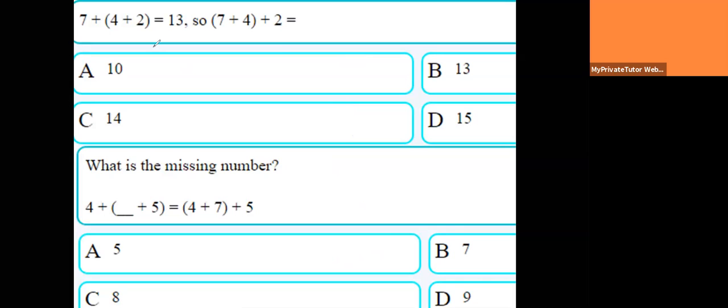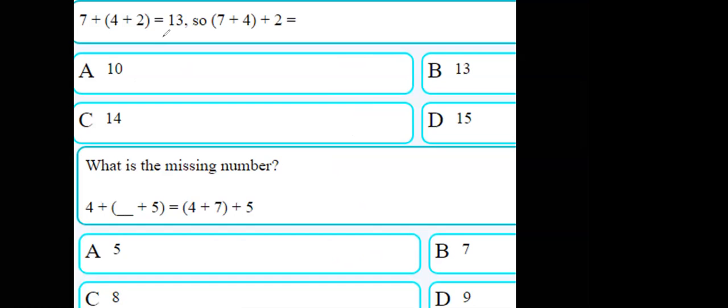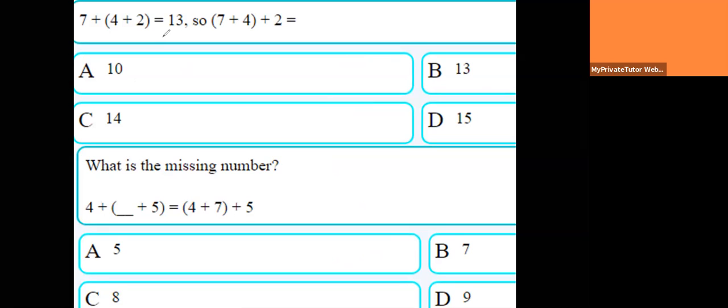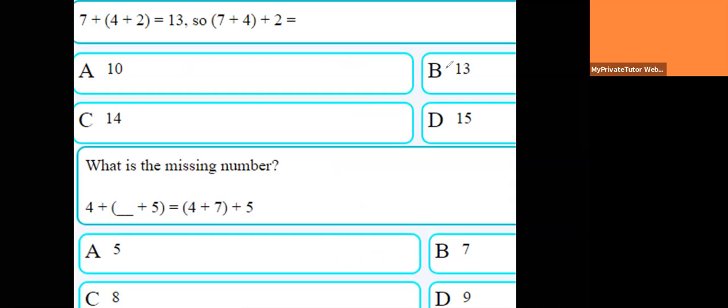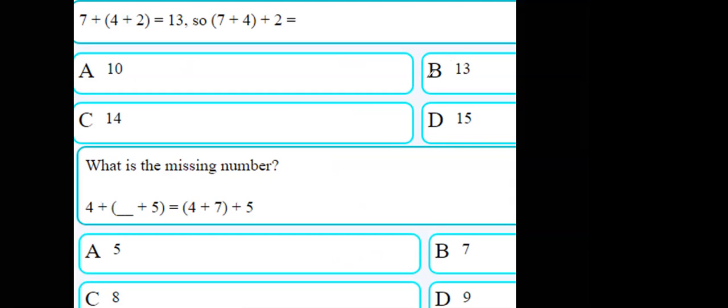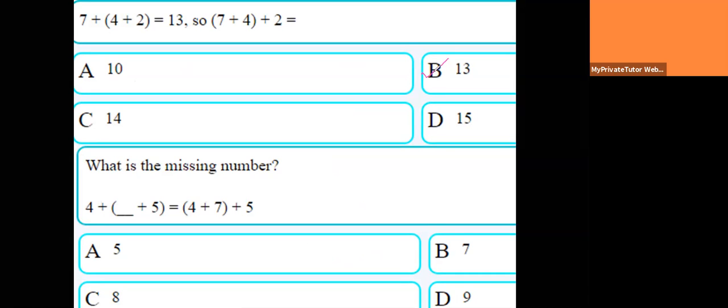Please read the question and tell me the answer. It's B. Why, and which property did we use there? B is the correct answer. Associative property for addition. Okay, we have to say the full name.